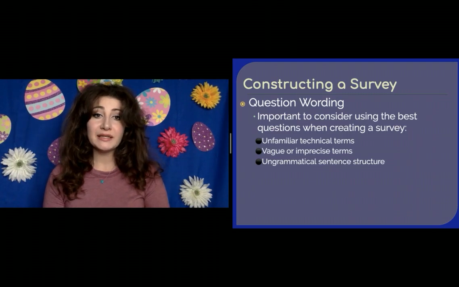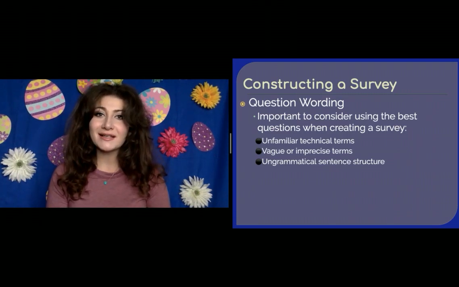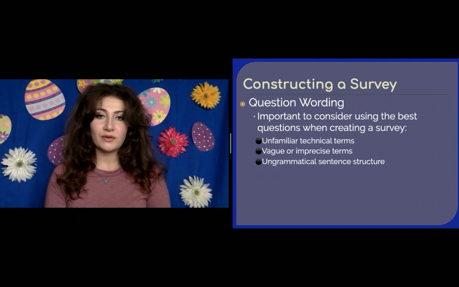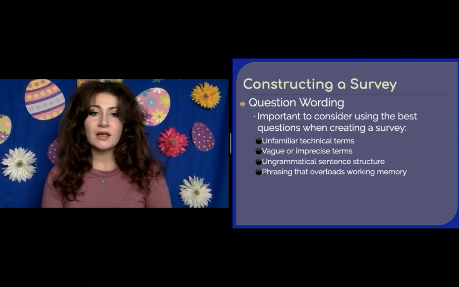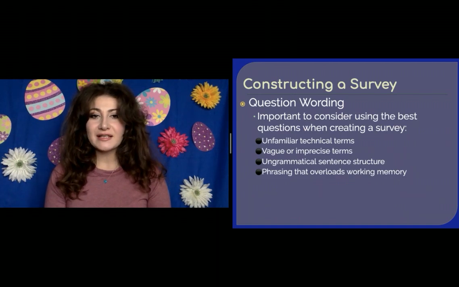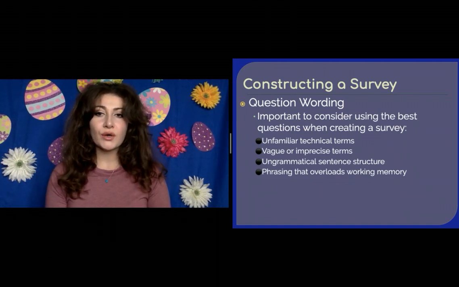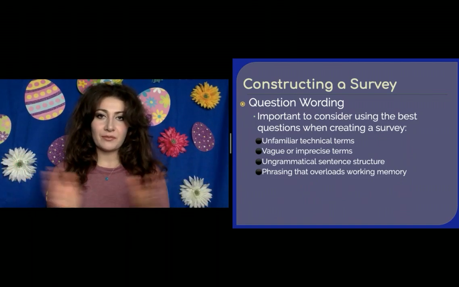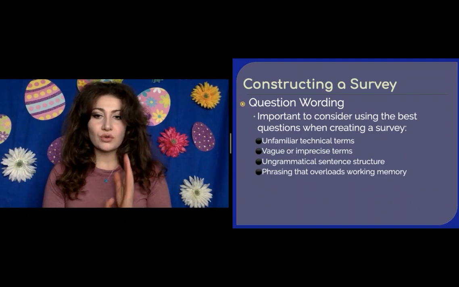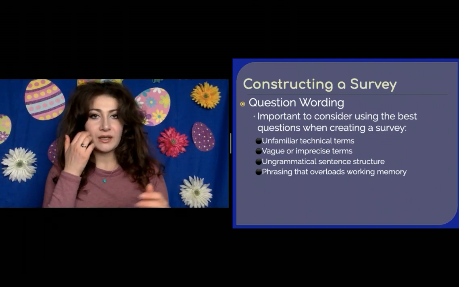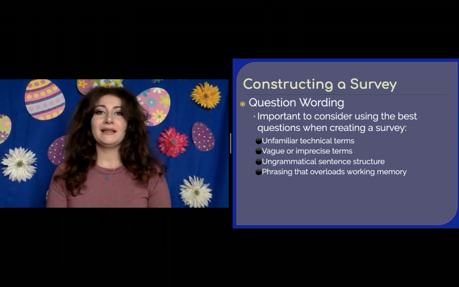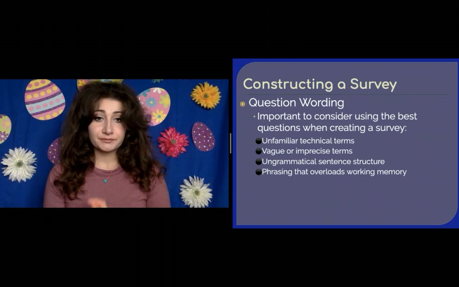Please make sure that you do not use ungrammatical sentence structure. You want to make sure that everything is readable, is comprehensible. So you want to make sure that you have a subject and a predicate in each question. And you also don't want to have phrasing that overloads working memory. So if we briefly talk about memory, we know that we have 3 different types of memory, right? We have sensory memory, we have short-term, aka working memory, and then we have long-term memory. Generally, short-term and or working memory lasts from 15 to 30 seconds.